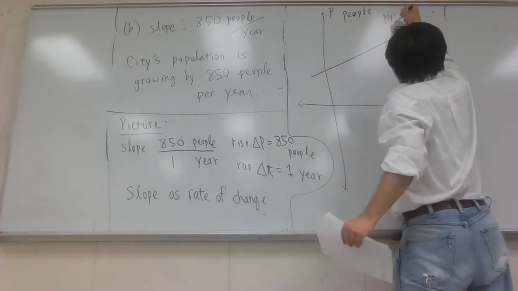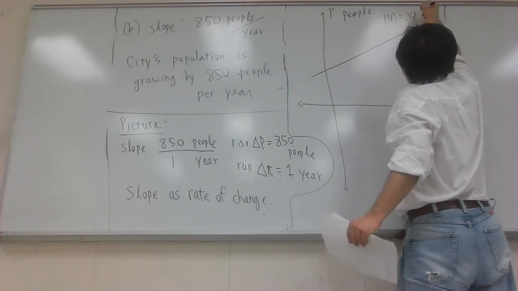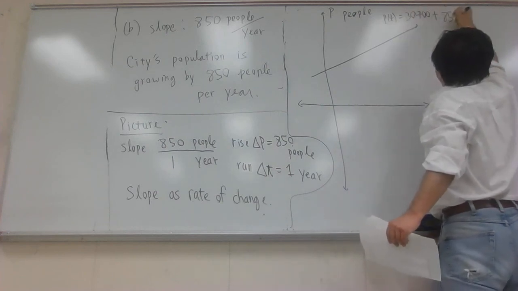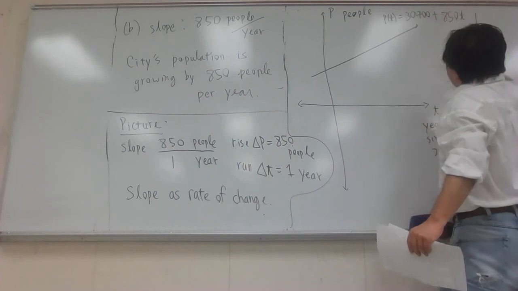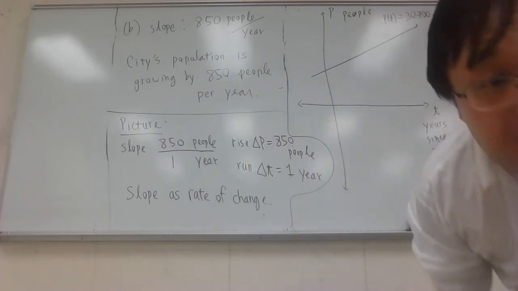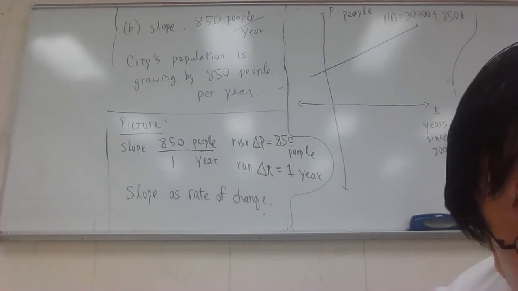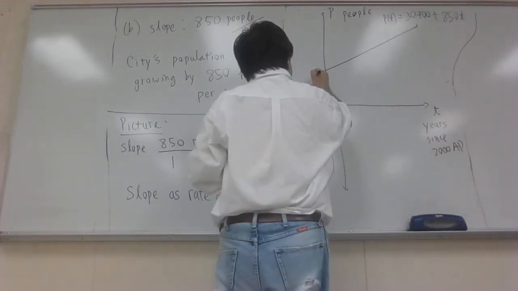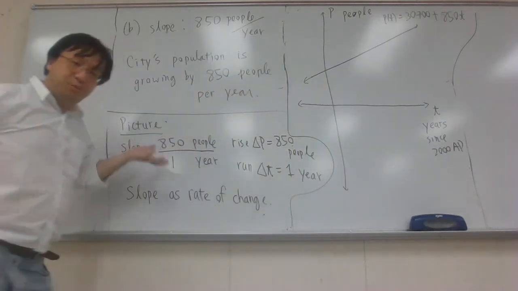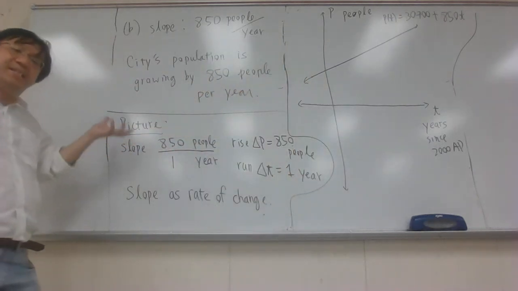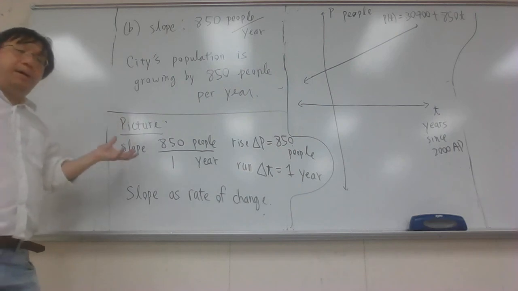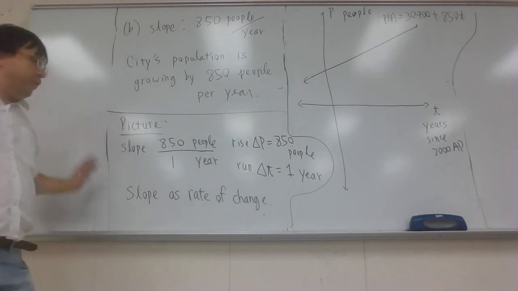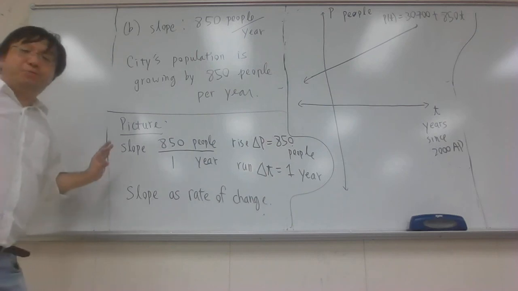P(t) is equal to 30,700 plus 850t. Can you still read this? Okay, then you can see what the slope, or rise over run, means. This is a very good explanation of slope as rate of change.